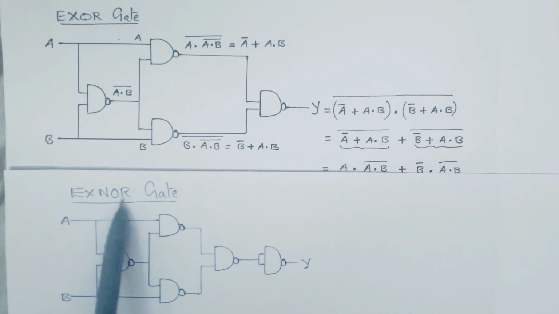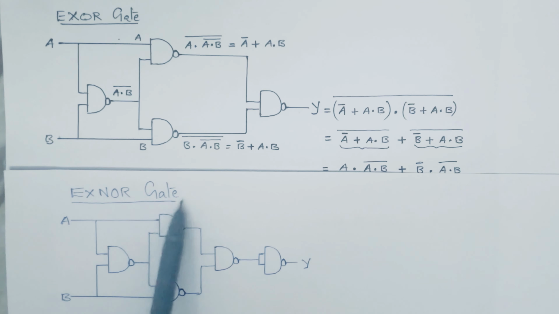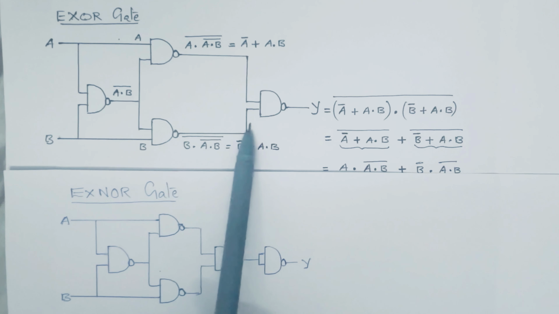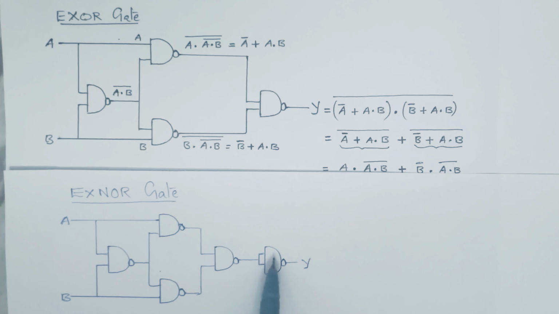Next is implementation of XNOR gate using NAND gates. Actually, we'll get the XNOR gate by connecting a NOT gate at the output of the XOR gate. So till here it is the XOR gate circuit, XOR gate using NAND gates, and at the output we need to connect one NOT gate using NAND gates. How will we get a NOT gate using NAND gates? If you short the inputs of a NAND gate, it is going to act as a NOT gate. So till here it is the same as the XOR gate, and the output is inverted using a NOT gate. So this is the circuit diagram of the XNOR gate using NAND gates.